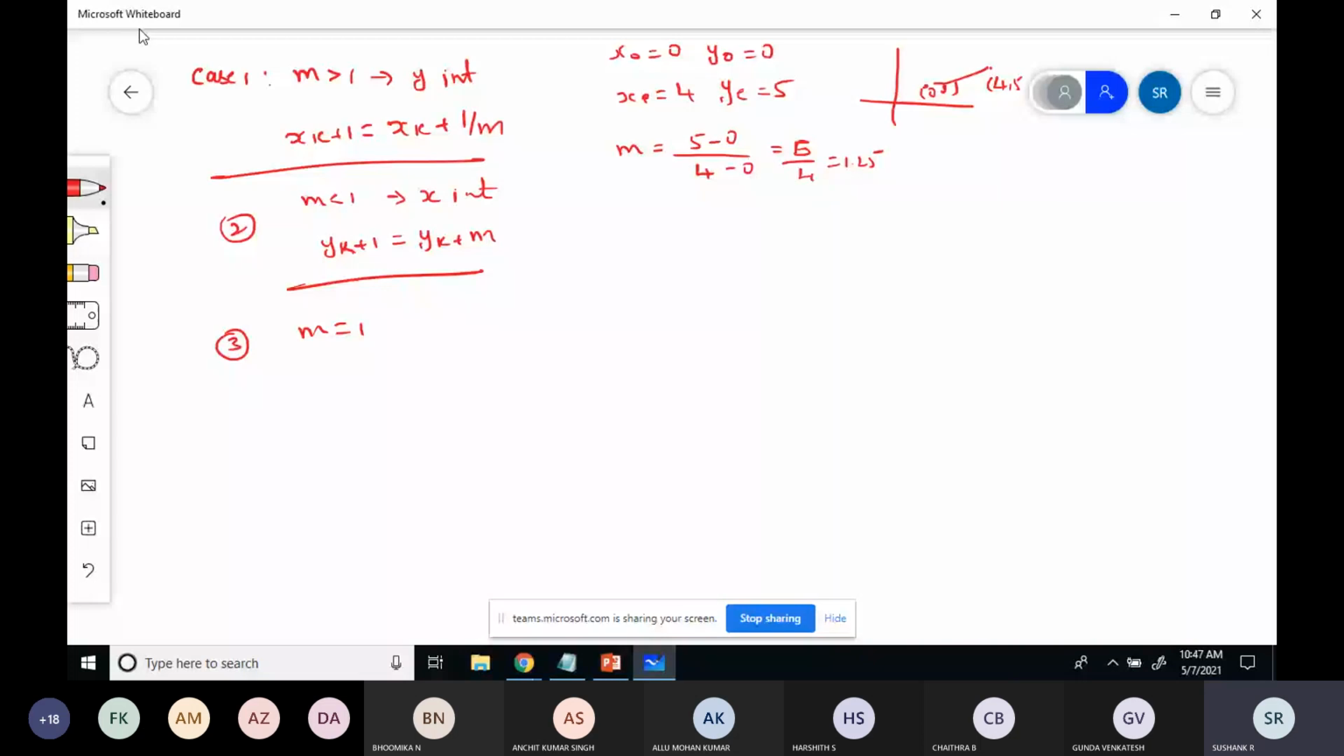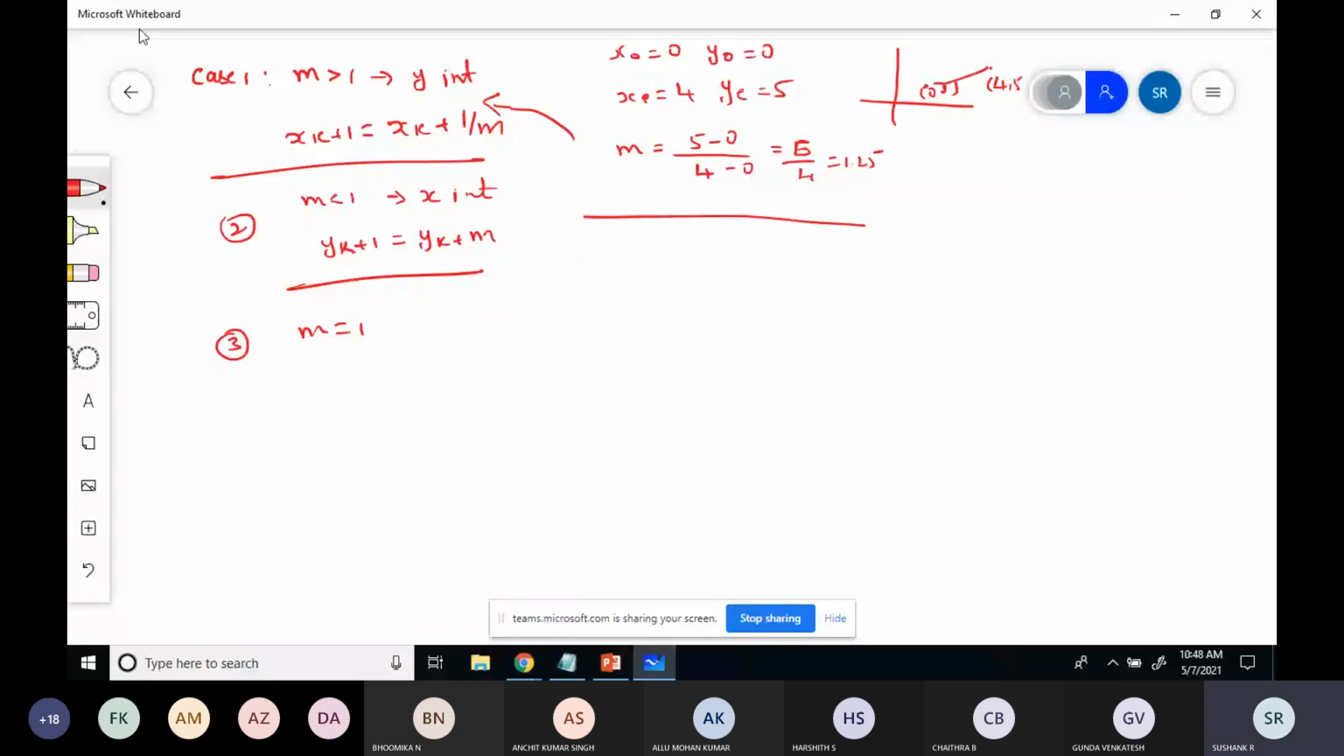So m is greater than 1 means the y will move in. See, actually, I think I have written it as x interval. No, if m is greater than 1 means y will increment in unit interval and we'll calculate the value of x. I think I have written the cases reversed. Sorry. So if m is greater than 1 we'll go to case 1.